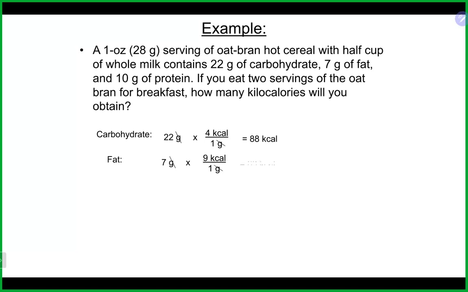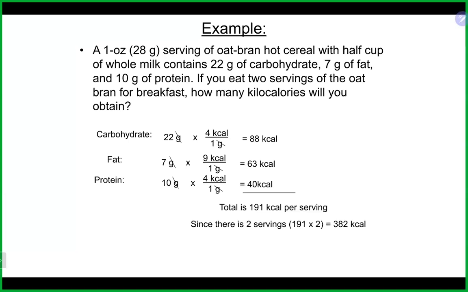We would then do the same thing for our fat. And from fat, in this case, it would basically contribute about 63 calories, nutritional calories or kilocalories. And for our protein, we would do the same thing here. And that would basically contribute about 40 calories. If we add that all together, that would give us basically how many calories there would be in 1 serving of that food that we just ate, 191. Since I ate 2 servings, we would multiply that by 2, and I took in about 382 kilocalories or nutritional calories.